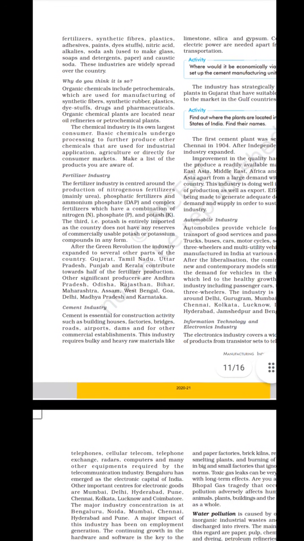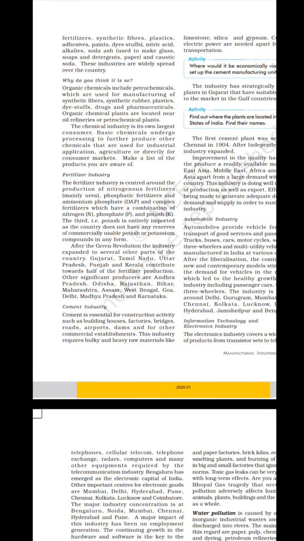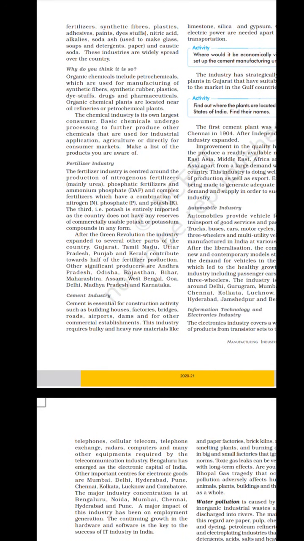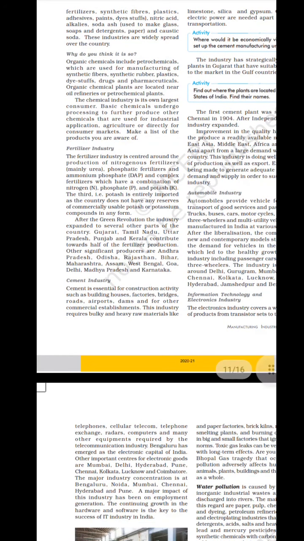Fertilizer industry. The fertilizer industry is centered around the production of nitrogenous fertilizers, mainly urea, phosphatic fertilizers, and ammonium phosphate DAP, and complex fertilizers which have a combination of nitrogen N, phosphate P, and potash K. The third, that is potash, is entirely imported as the country does not have any reserves of commercially usable potash or potassium compounds in any form.